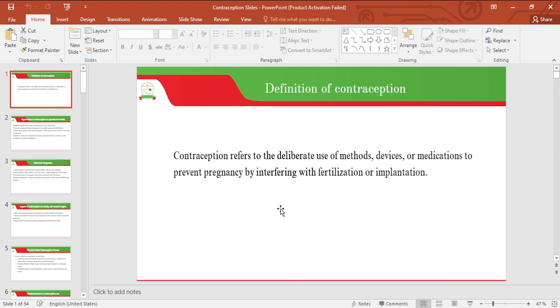Let's first define contraception. Contraception refers to the deliberate use of methods, devices, or medications that prevent pregnancy by interfering with fertilization or implantation.